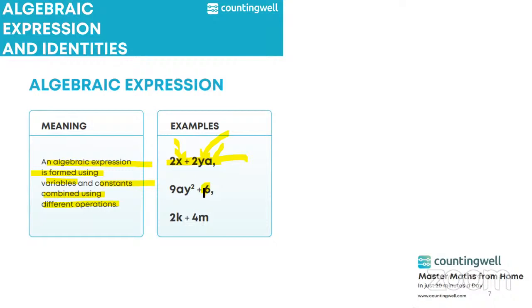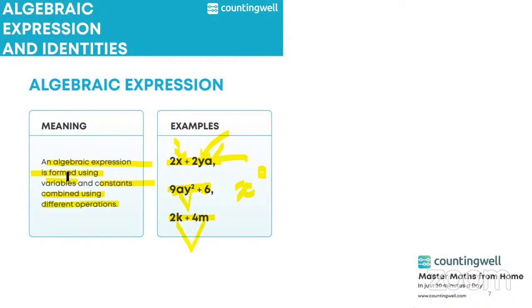Okay, a constant term means a term having no variable, or a term having a variable with power 0, because any variable raised to 0 is 1. So here we have 9ay square plus 6, and 2k plus 4m. Here the variables involved are k and m. Here the variables involved are a and y.